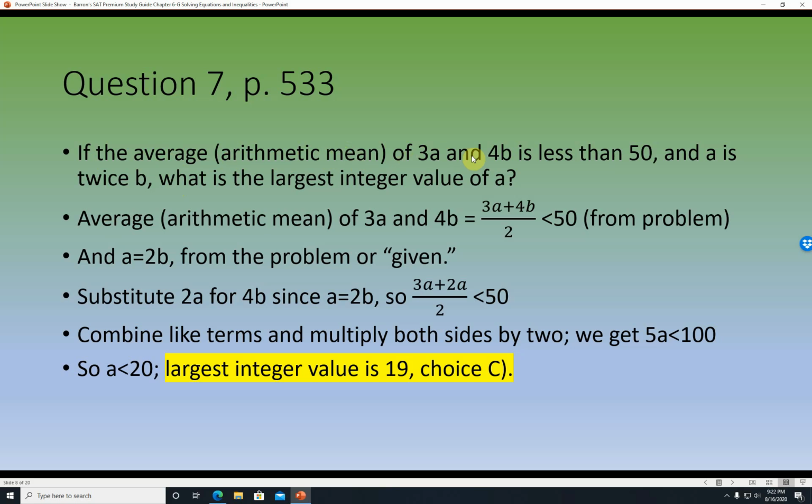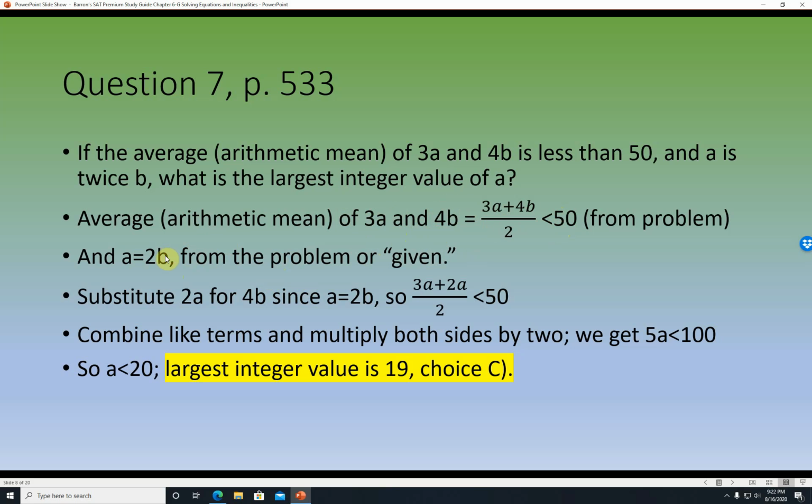Of 3a and 4b is less than 50 and a is twice b, what is the largest integer value of a? Well, all right, so we figure out the average of two numbers just by adding them together and dividing by 2. That's all you do for any average, is you just add all the numbers together and then you divide by the number of numbers. So 3a plus 4b over 2 is less than 50 from the problem. And a is equal to 2b from the problem, or you could say that's given, means the same thing.